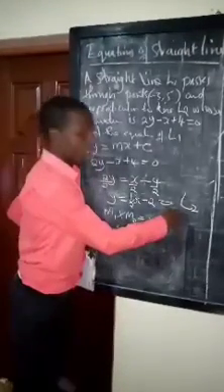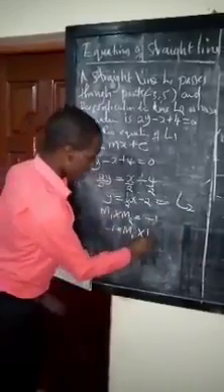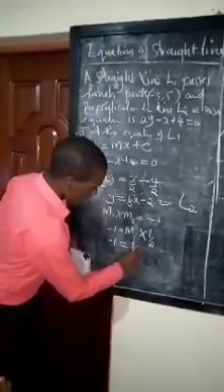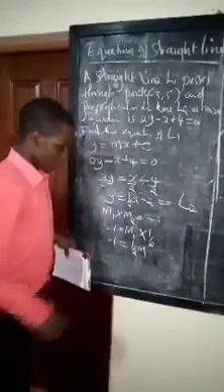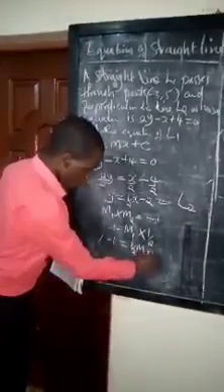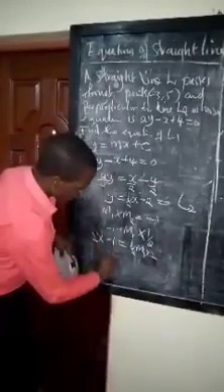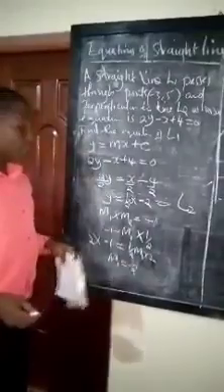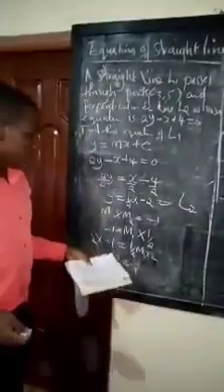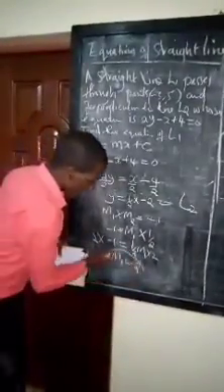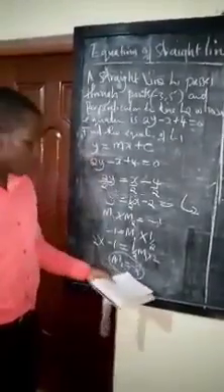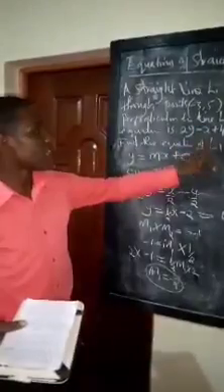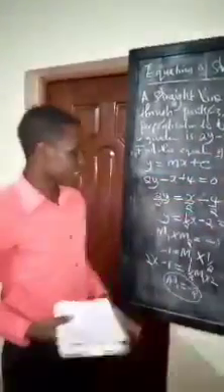That is the gradient of line 2, which in our case is half. Therefore, negative 1 equals half times gradient 1. We multiply both sides by 2, and we get m1 is negative 2. The gradient of our second line will be negative 2. Note this one and keep it because it is our darling. We shall use it to find the equation of the first line.